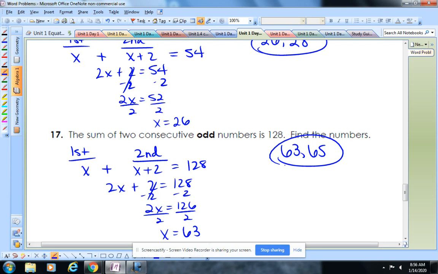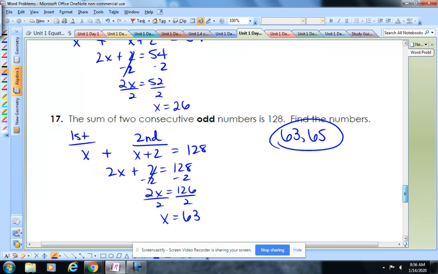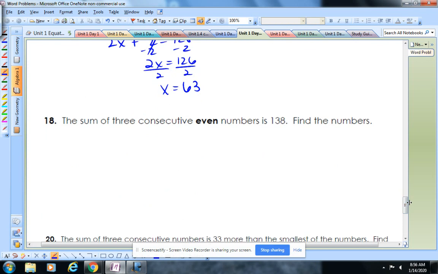So that's it. If it says consecutive, you do x and x plus 1 and x plus 2. If it says consecutive even, you do x, x plus 2, x plus 4. Or odd is the same thing. Let's do the next one, number 18. How many numbers does it want on 18? 3. So you got your first number, your second number, and your third number. So that means you just do it one more time. Okay? So if it wants 3 of them, you just do it one more time.